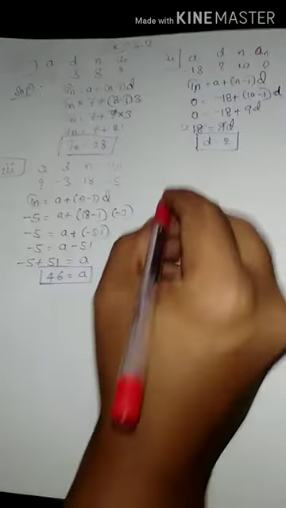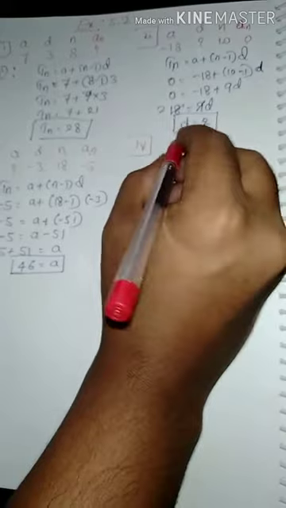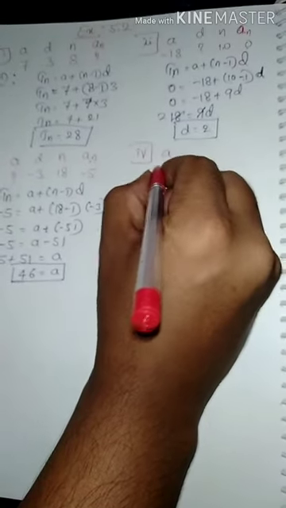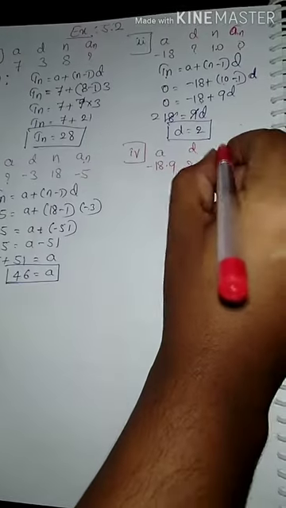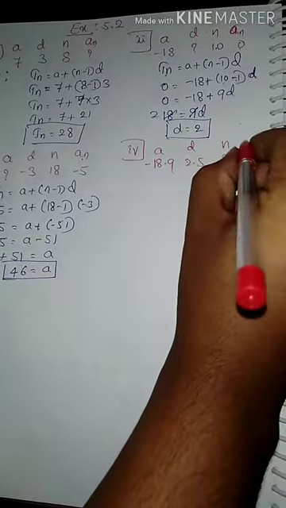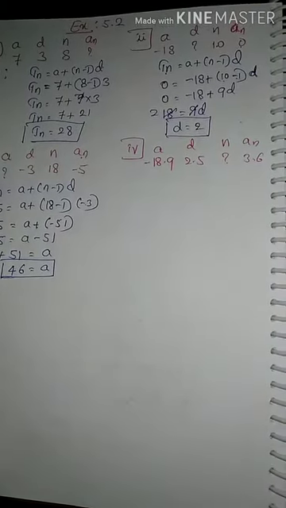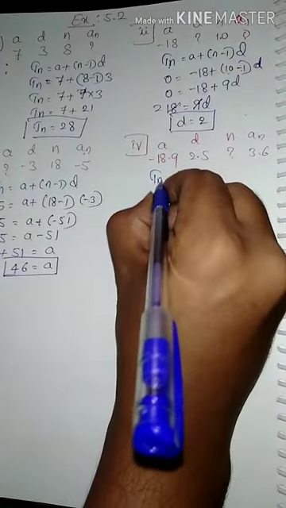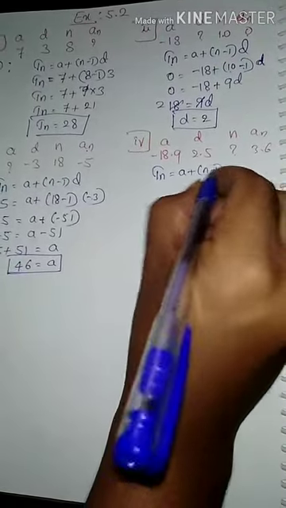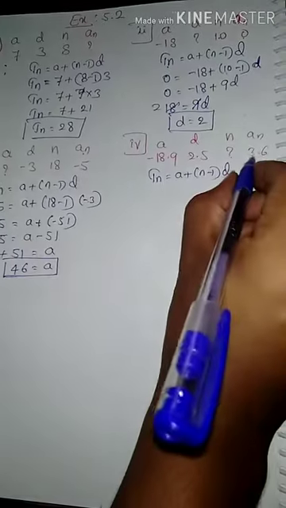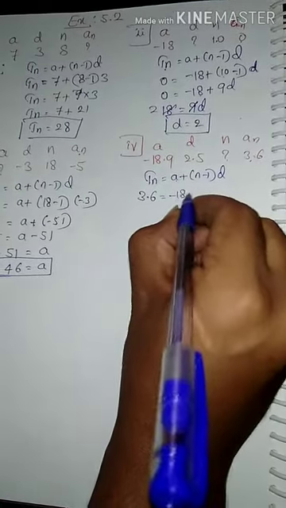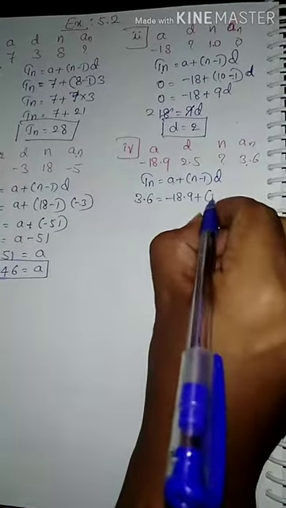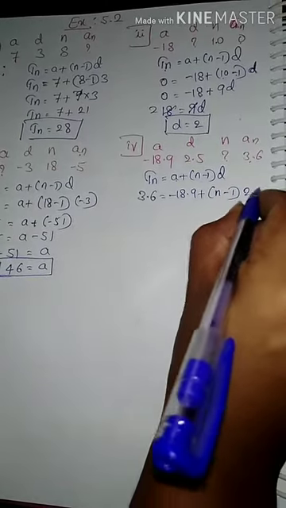The next, the fourth one. A is equal to minus 18.9. D is equal to 2.5. N we don't know. We have to find the value of N. And An is 3.6. So again we have to use the same formula. Tn is equal to A plus n minus 1 into D. So Tn is given, 3.6. And A is also given, minus 18.9. Plus n we don't know, as it is, n minus 1, and D is 2.5.